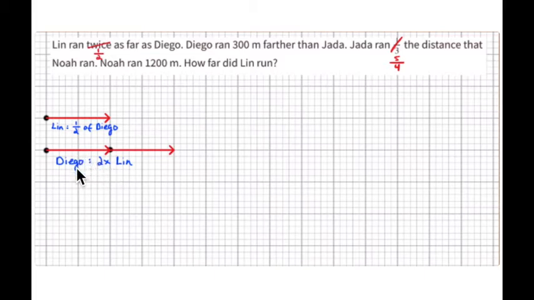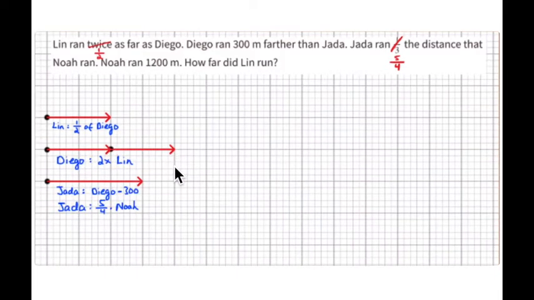So Diego ran twice as far as Lynn, so Diego's out to this point. Then it says that Diego ran 300 meters farther than Jada. So Jada is Diego minus 300. So if Diego ran 300 meters farther, that means that Jada ran 300 meters less than Diego. So Jada now is 300 meters less than Diego, so this length has to be less than Diego's length.